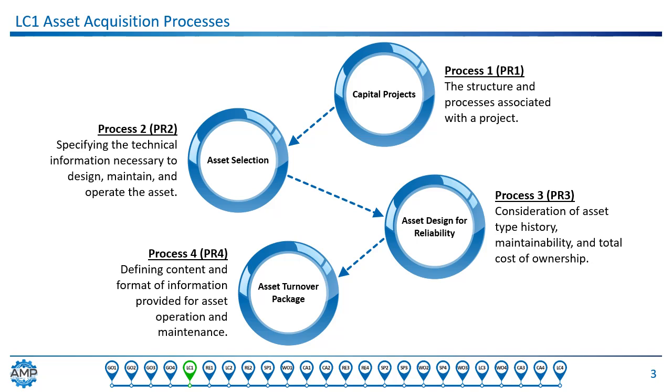Then we move into asset design for reliability, which is working with consideration of asset type history, maintainability, and total cost of ownership. The fourth and final process is about the asset turnover package, where we define the content and the format of information that's provided for asset operation and maintenance.